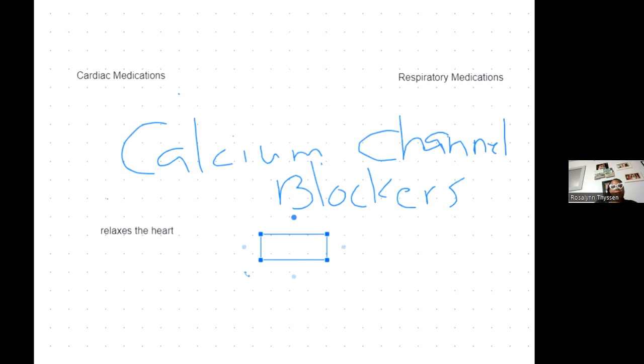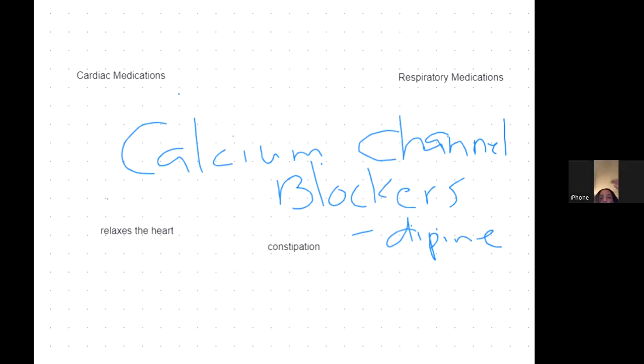What is the suffix for calcium channel blockers? The pine drugs. Yeah. These are your dipine drugs, like amlodipine, nifedipine. So if you see dipine on there, I know it's a calcium channel blocker. It's going to relax my heart. It's going to be good for hypertension, good for chest pain, and good for heart failure. And that's the choice for African Americans, right? Yes, research has found that calcium channel blockers work better for African Americans. Questions about calcium channel blockers?